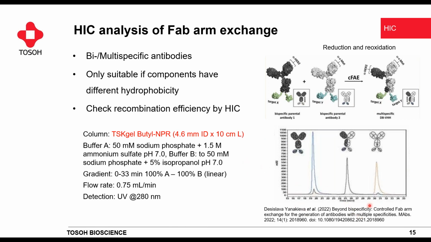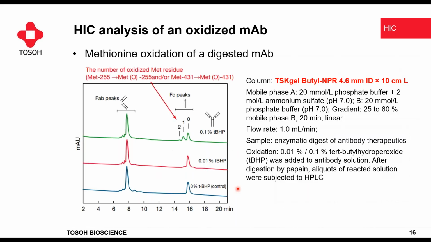But you can nicely see in the diagram that the first B-specific parental antibody is eluting first because it's not really hydrophobic. Then comes your multi-specific product, and then in the end, the more hydrophobic B-specific parental antibody 2 is eluting quite much later. So this is a very helpful method if you want to check the recombination efficiency of your reaction. And it looks quite easy, right? Doesn't mean that it's always like that, but it's really good.